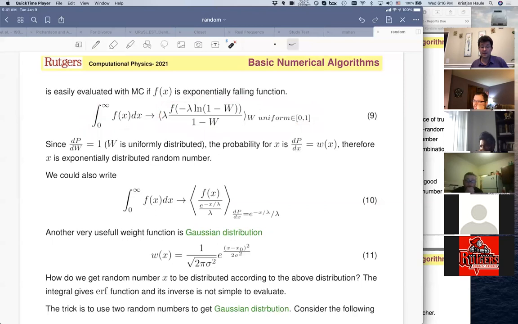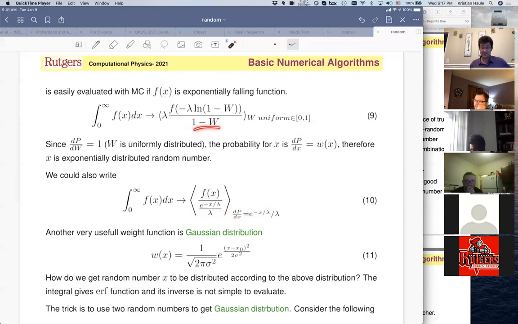Now, of course, we could also write exactly equivalently this thing. We could say that we need to evaluate f of x divided by this exponent, e to the minus x over lambda divided by lambda, when the probability for x is distributed exponentially. This statement and that statement are equivalent. They're slightly differently written, but they're equivalent, because it turns out this e to the minus x over lambda divided by lambda, when the distribution is like that, is exactly 1 minus w.